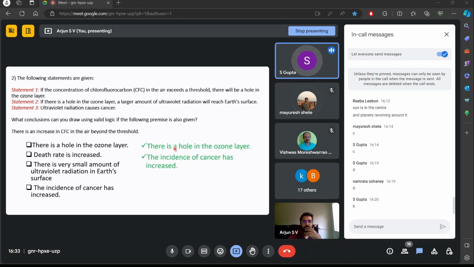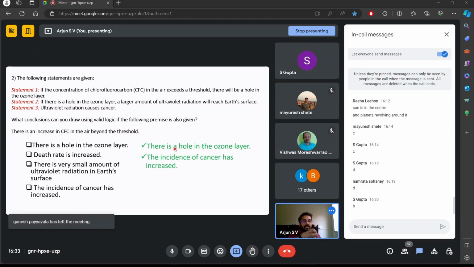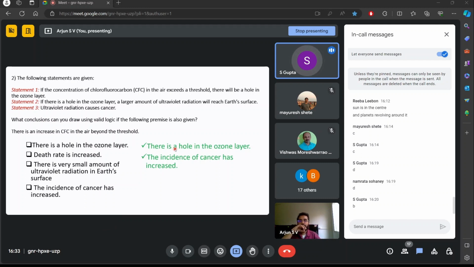There is a hole in the ozone layer. The incidence of cancer has increased. Yes, that would be the correct answer as well, Gupta. No, sir, one more option I take: death rate is increased. So I gave three options: first, fourth, second and fourth. Second and fourth you should have given.